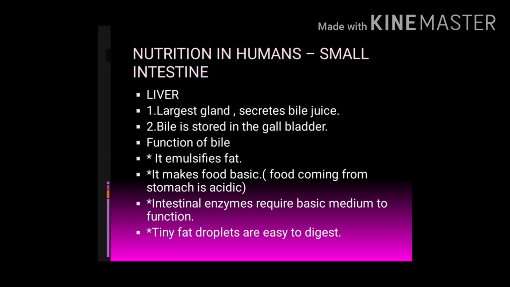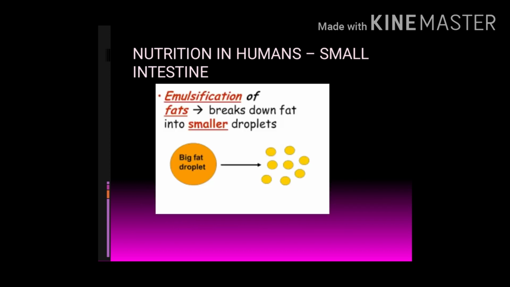It makes food basic. The food coming from the stomach is acidic in nature. Intestinal enzymes require basic medium to function. Tiny fat droplets are easy to digest. Now here you can see the process of emulsification. It is just breaking down of big fat droplets into smaller droplets.